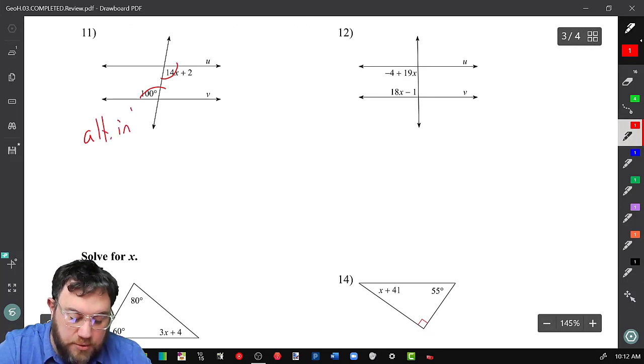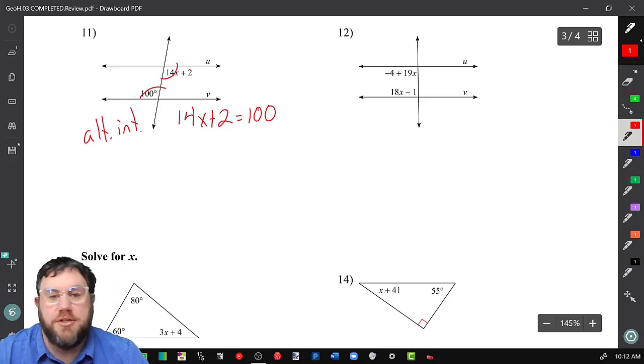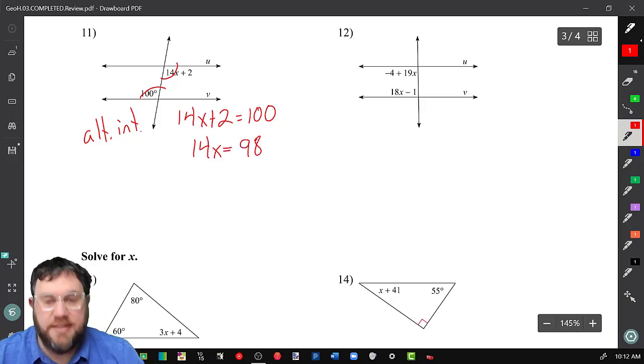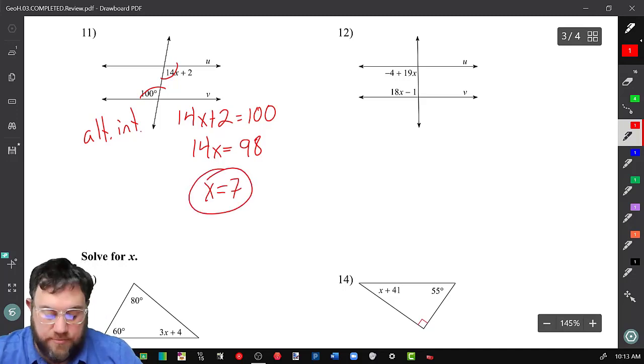So they're congruent, so we can set them equal to each other. 14x plus 2 equals 100. Subtract 2 from both sides, 14x equals 98. Then divide by 14, so x equals 7.